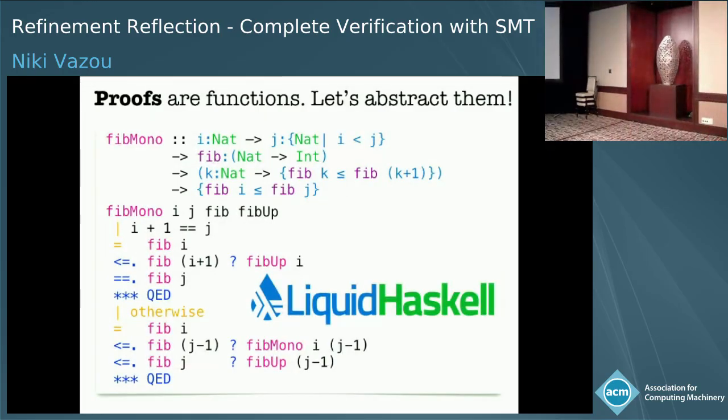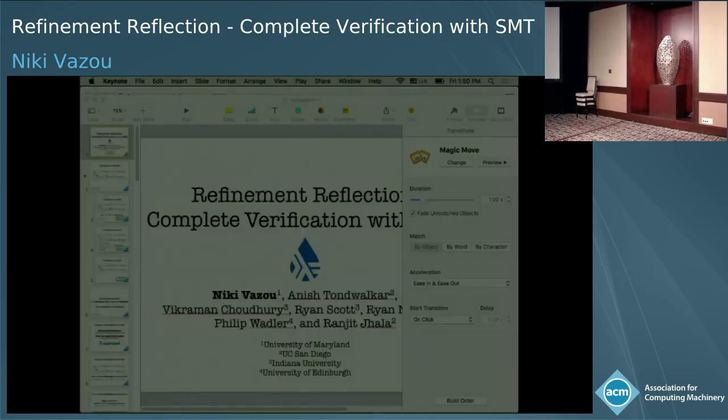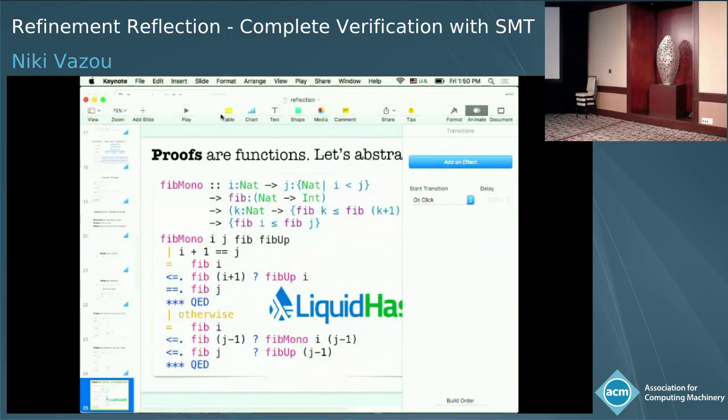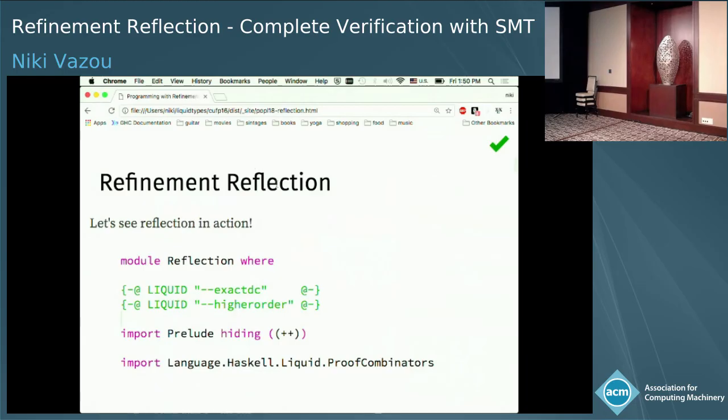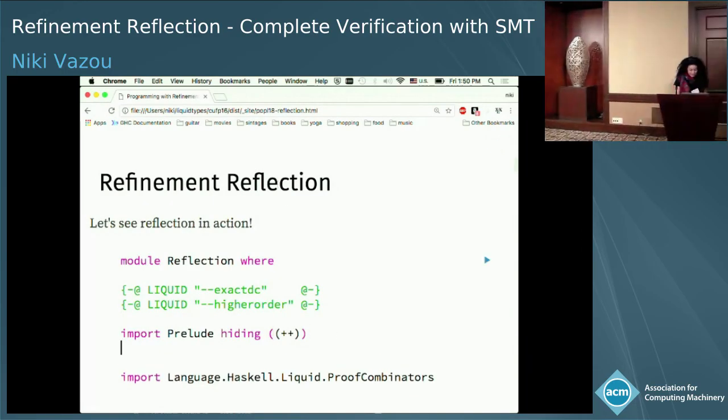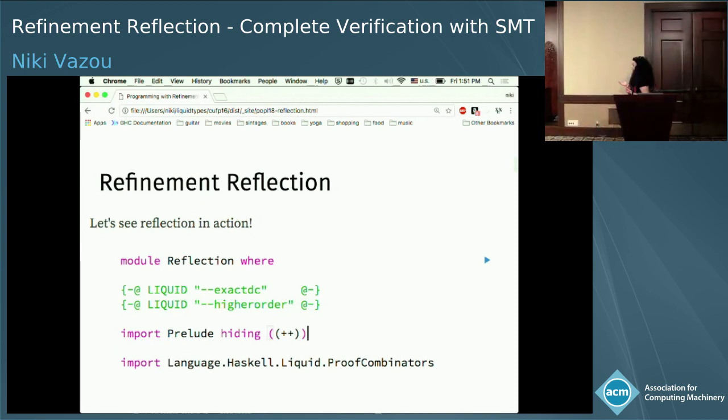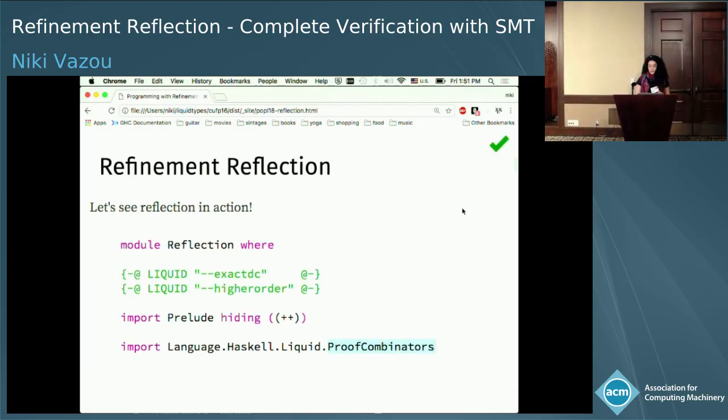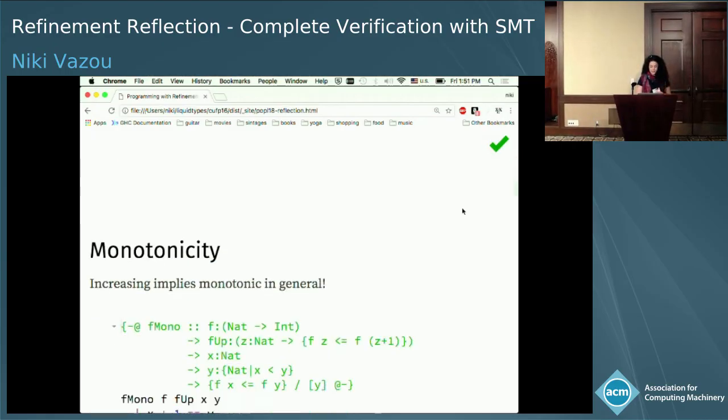So all these are implemented in Liquid Haskell. So I'm going to open up my favorite theorem prover now, that is the browser. So this browser basically is a Haskell module. I call it Reflection. And I am importing here proof combinators, the library that comes with Liquid Haskell and has defined all these blue functions. And I can run, which means that I am asking Liquid Haskell to check that the code is satisfied.